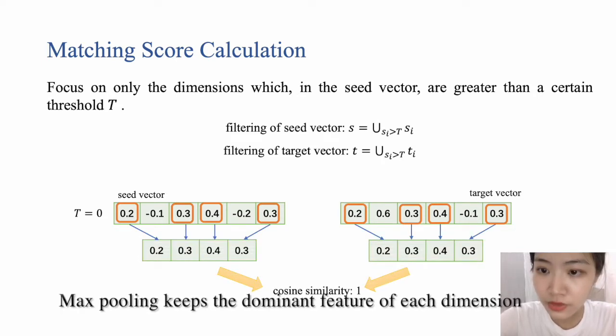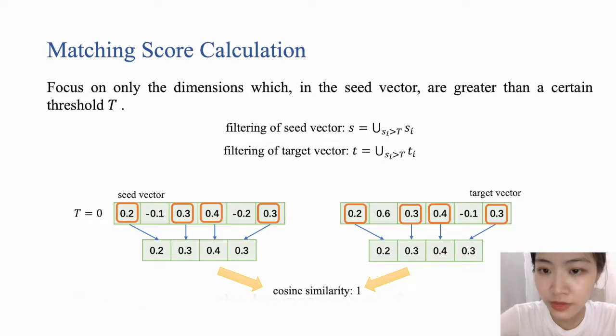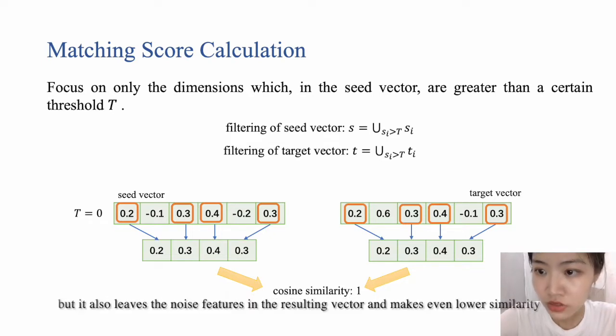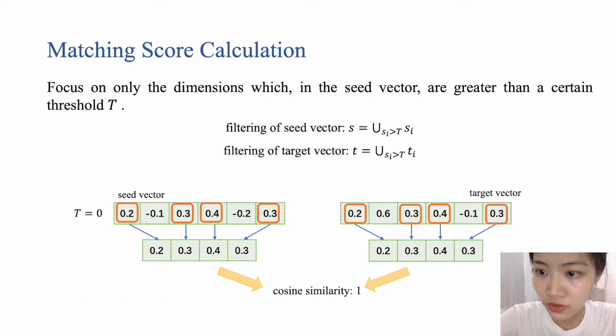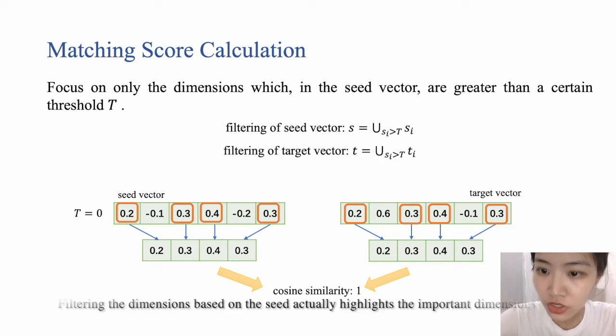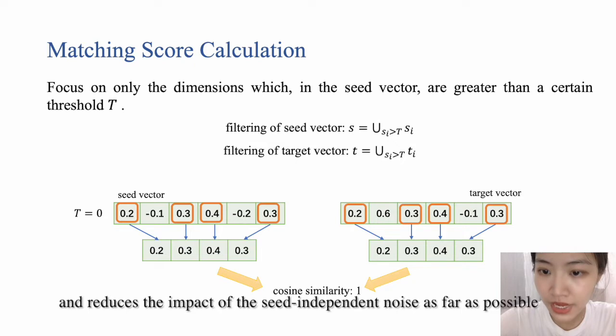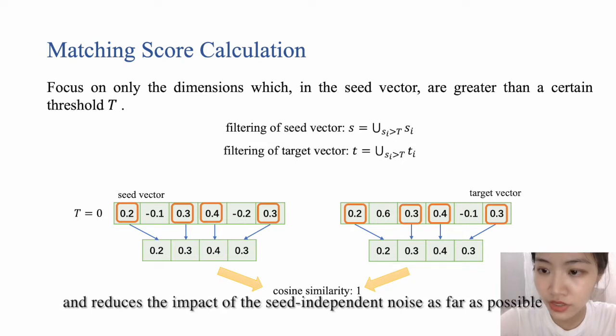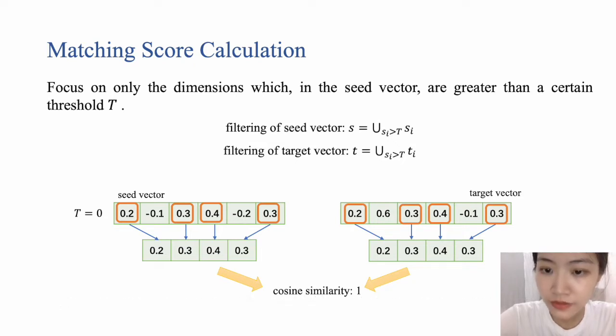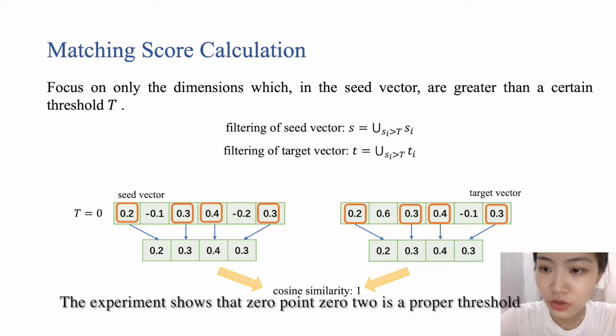Max pooling keeps the dominant feature of each dimension, but it also leaves the noise features in the resulting vector and makes even lower similarity. Filtering the dimensions based on the seed actually highlights the important dimensions and reduces the impact of the seed-independent noise as far as possible. The experiment shows that 0.02 is a proper threshold.